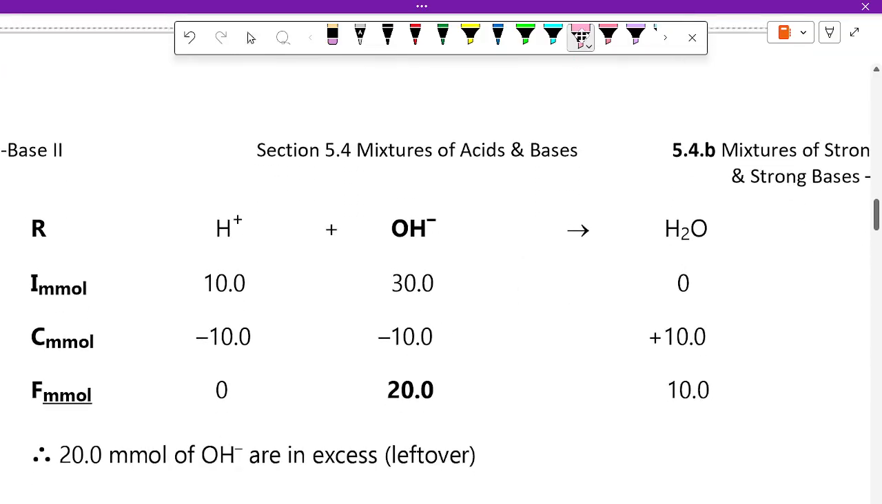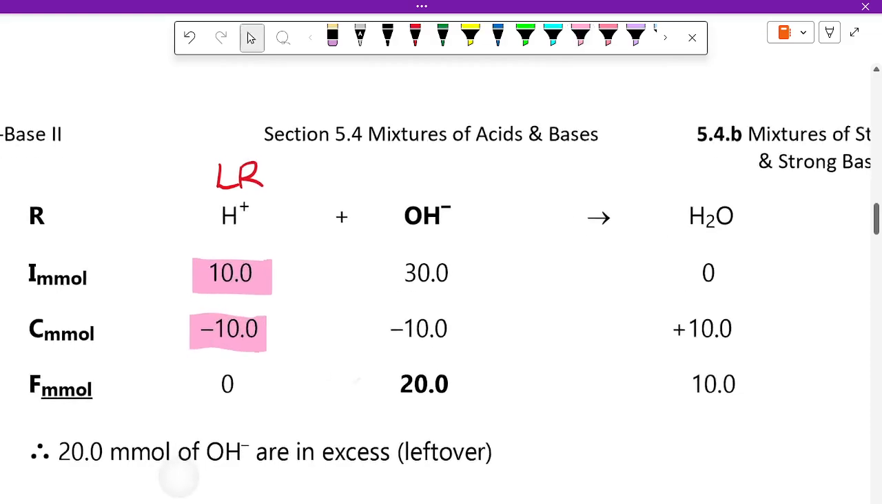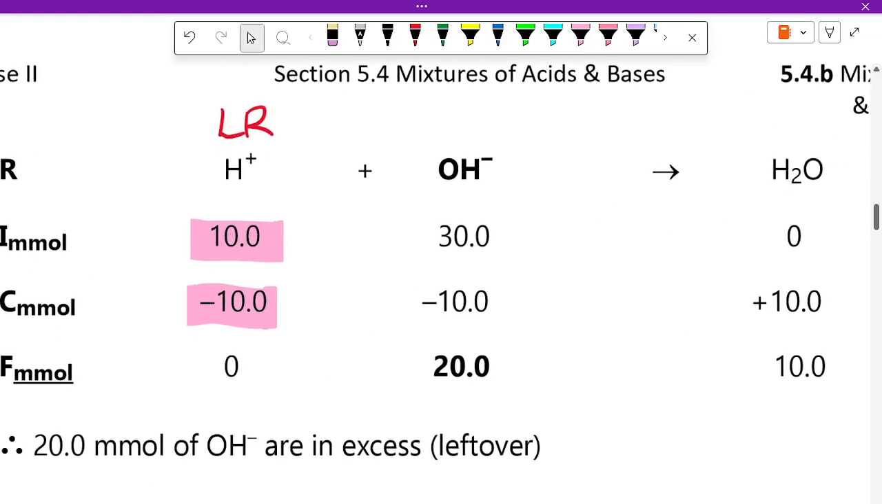Okay, so here's our limiting reactant. We use it all up. So these two numbers should be the same for your limiting reactant, what you start with and what gets used up, because it all gets used up. And because this is a 1-to-1 reaction, this will also be 10.